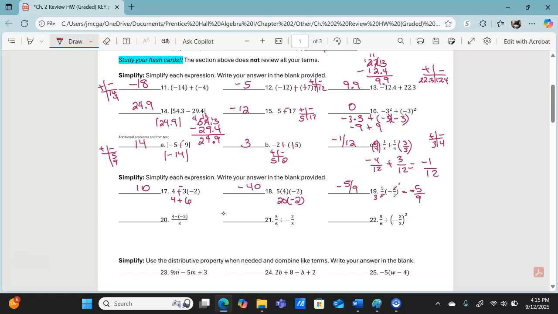On this one, I need to do the top of my fraction first. That serves as a grouping symbol. So I changed my sign and added, and I get 6 over 3, which would be 2.